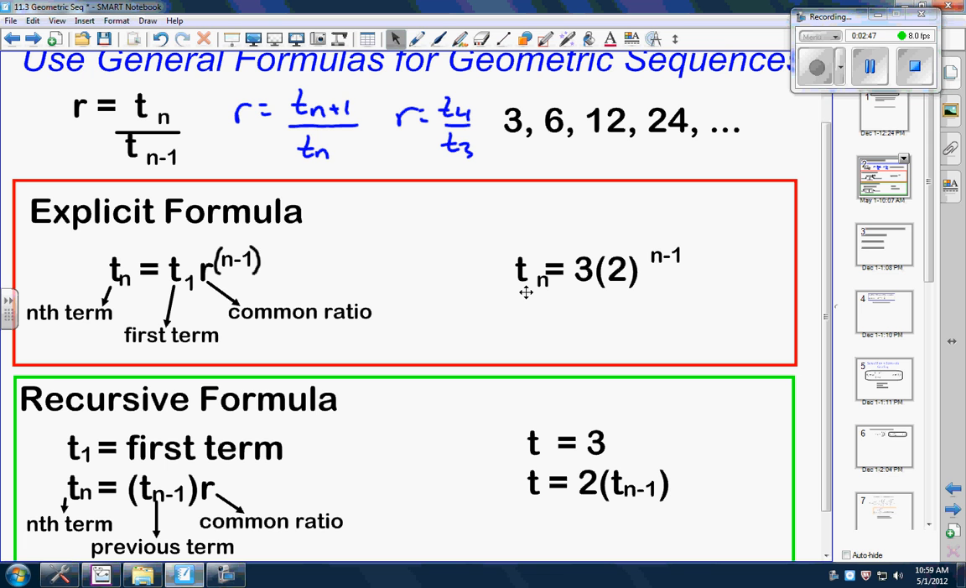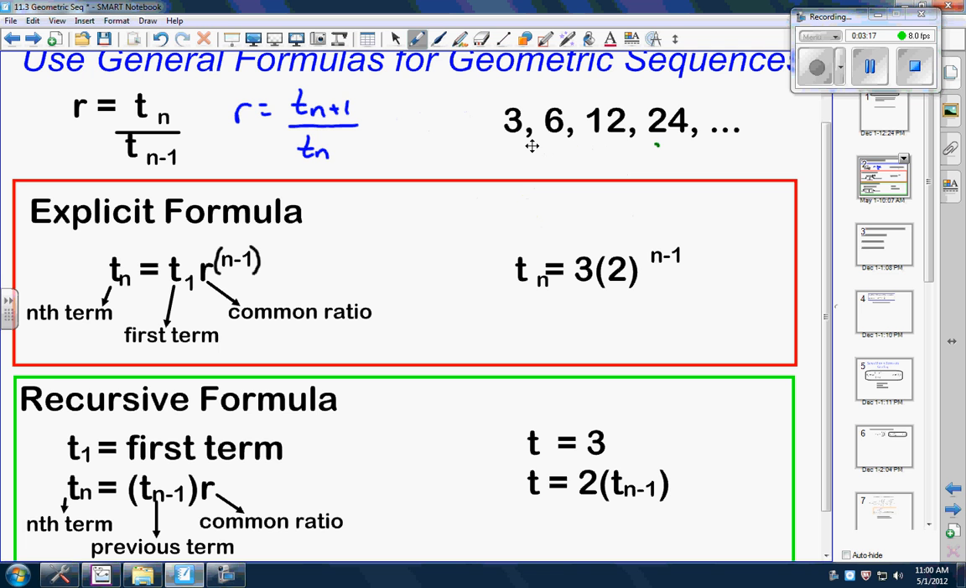So I give you guys a simple sequence here. You're realizing it's being multiplied by 2 every time, which is the same thing as 6 over 3 equals 12 over 6 equals 24 over 12. So we've established the r is 2. Grab the first term, throw that right there. The key is it's raised to the n minus 1. And here's why.